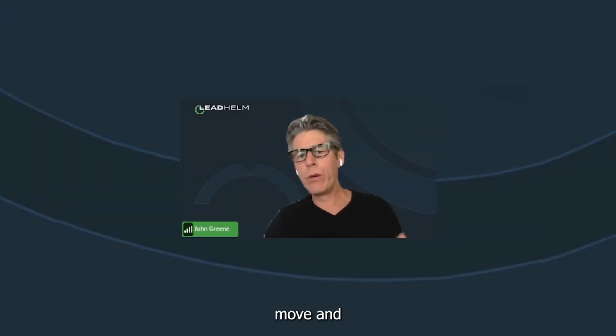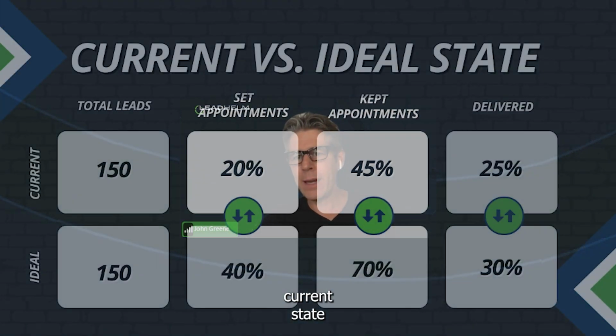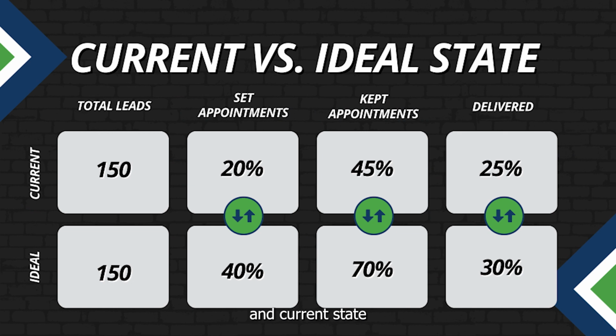Let's move and look at some actual data on what we're going to call current state versus ideal state. And current state, if you want to flip that slide, Tim, I can talk about that. Thank you. So current state is just based on what we've learned in the digital lead performance business and the LeadHelm business, and running our own internet sales departments for our dealerships, different consulting work that we've done for dealerships and dealer groups and whatnot.